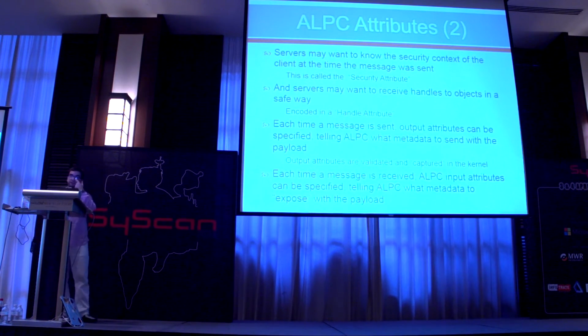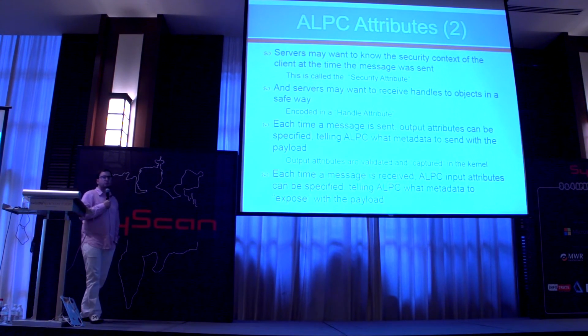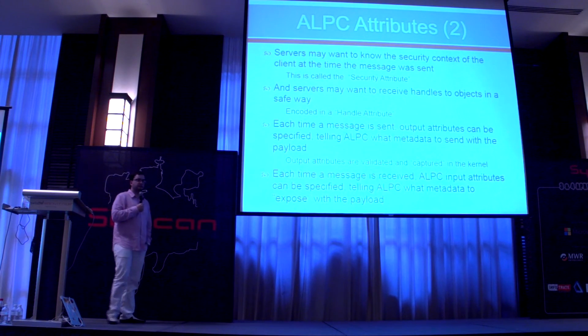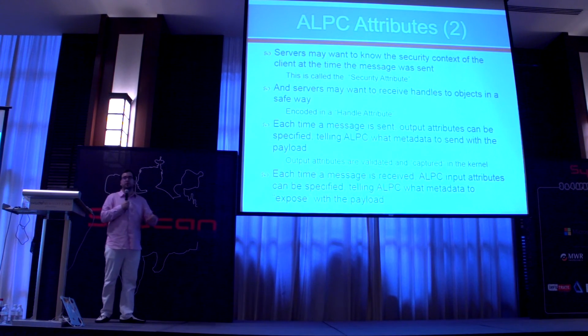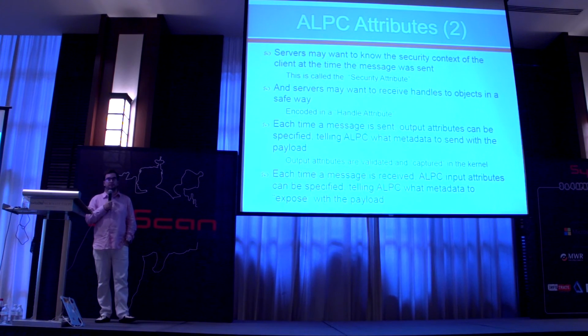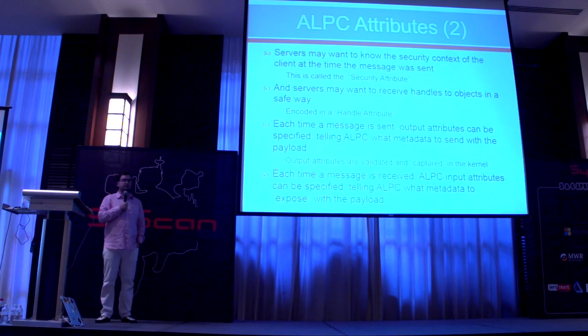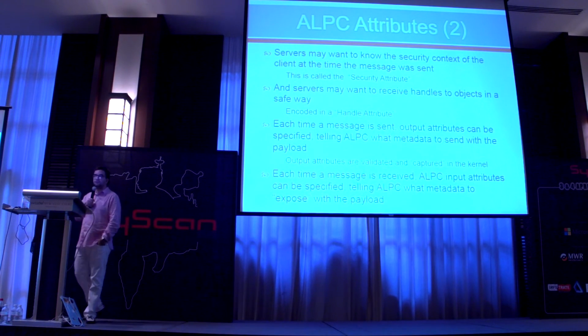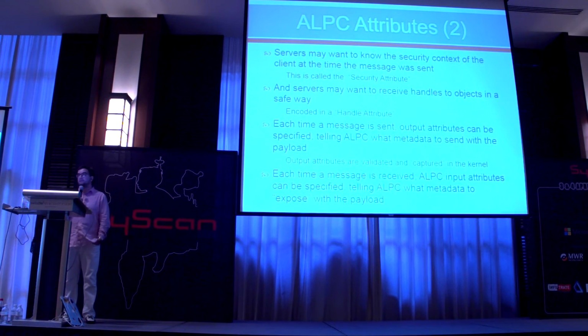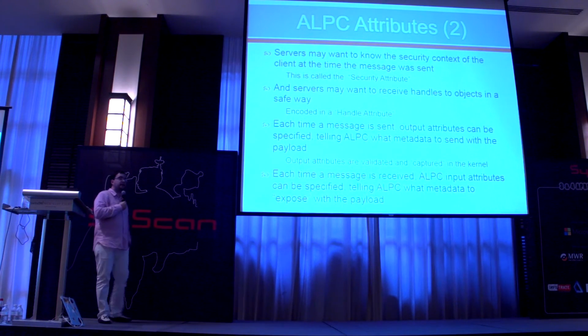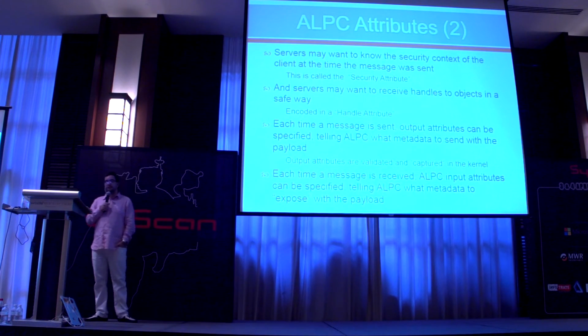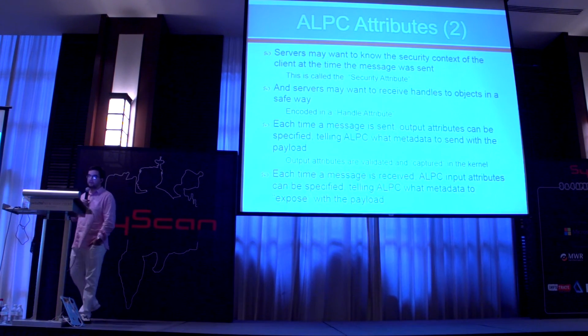The other kind of attribute you can have is an attribute that says, what was the security context of the sender when it sent this message? Because you may want to know, okay, so I got this message from an admin, or I got this message from a non-privileged user. How can you trust that data? Well, you ask for a security attribute, and the kernel will fill it in for you. And finally, if you want to pass handles between a client and a server, use a handle attribute. And I'll show you an example of how that works.